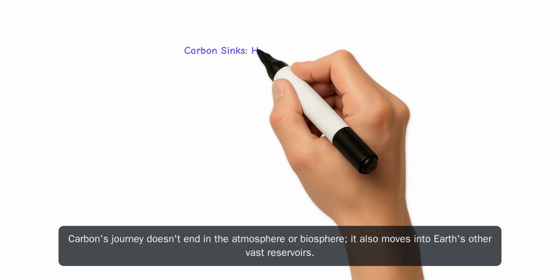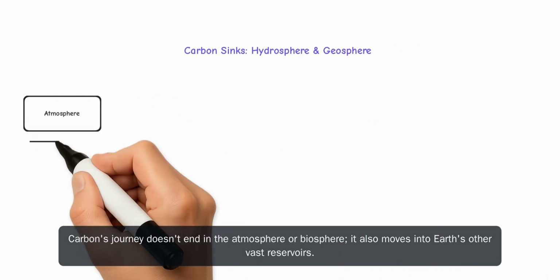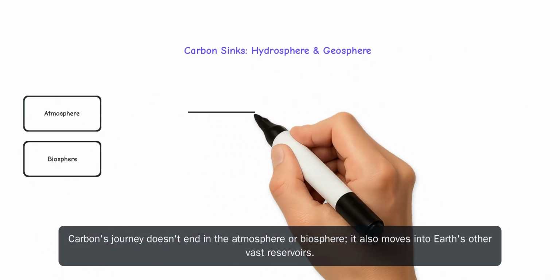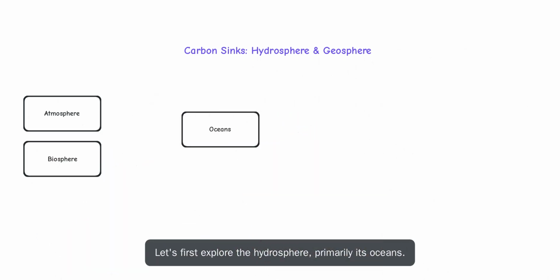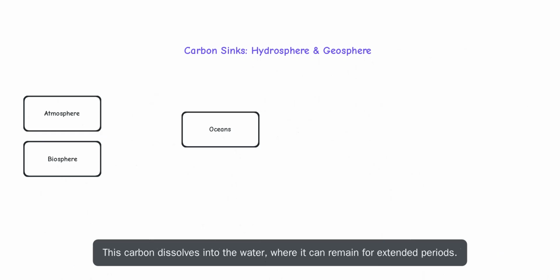Carbon's journey doesn't end in the atmosphere or biosphere. It also moves into Earth's other vast reservoirs. Let's first explore the hydrosphere, primarily its oceans. Oceans are massive carbon sinks, absorbing carbon dioxide directly from the atmosphere. This carbon dissolves into the water, where it can remain for extended periods.